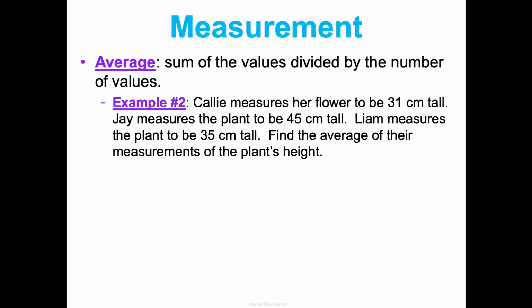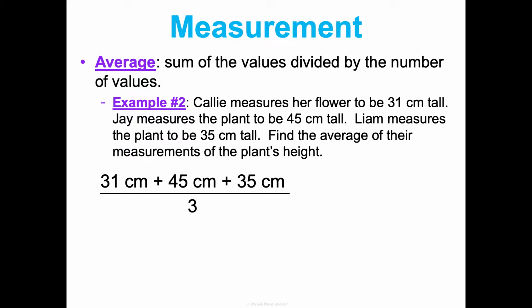So here's an example. Callie measures her flower to be 31 centimeters tall. Jay measures the plant to be 45 centimeters tall. Liam measures the plant to be 35 centimeters tall. Find the average of their measurements of the plant's height. So first, we're just going to find the sum of those values, 31 plus 45 plus 35, and then we'll divide by the number of values, which there are 3 measurements, so we will divide by 3. We add those up first, we get 111 centimeters divided by 3. When you input that into your calculator, you get 37 centimeters. And that is an example of how you will calculate an average.